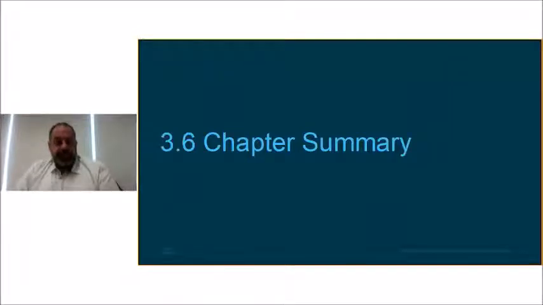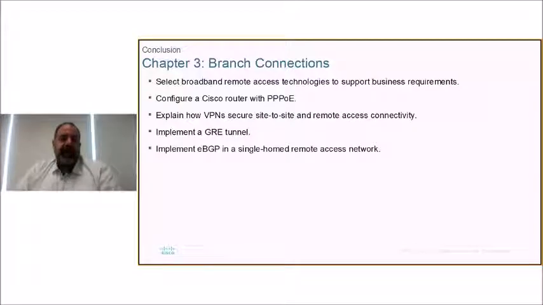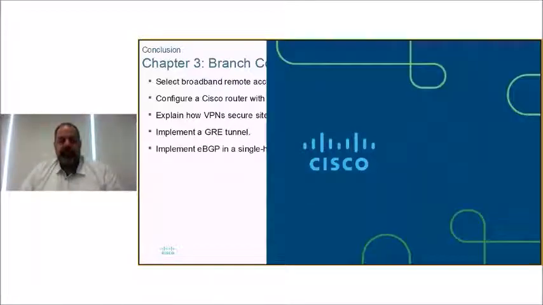Okay, so we finished the chapter. We've spoken about some of the technologies and how they work. We've spoken about PPPoE. We've also spoken about secure site-to-site VPNs. We've looked at GRE for tunneling, and we've looked at external BGP in a single-homed remote access network.